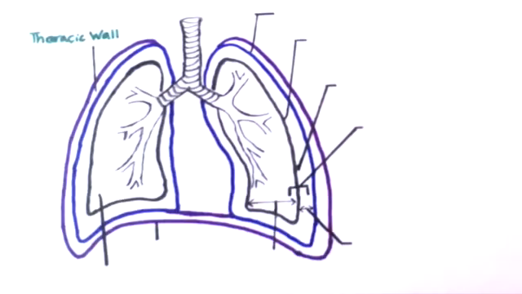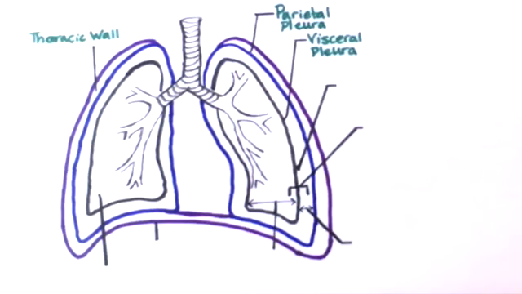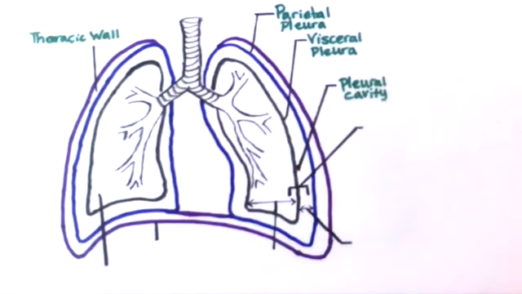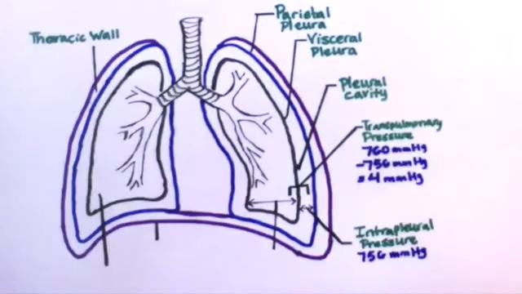The thoracic wall surrounds the lungs and the heart. The lungs have two membranes that protect them: an inner membrane called the visceral pleura that is attached to the lungs, and an outer membrane called the parietal pleura. Between these two membranes is the intrapleural space that has a little bit of fluid which lubricates the two membranes. The transpulmonary pressure is equal to 4 millimeters of mercury.